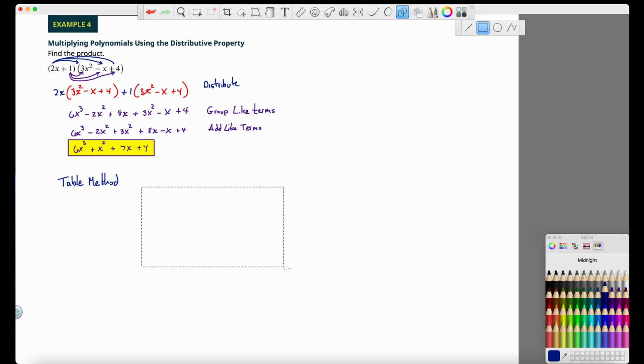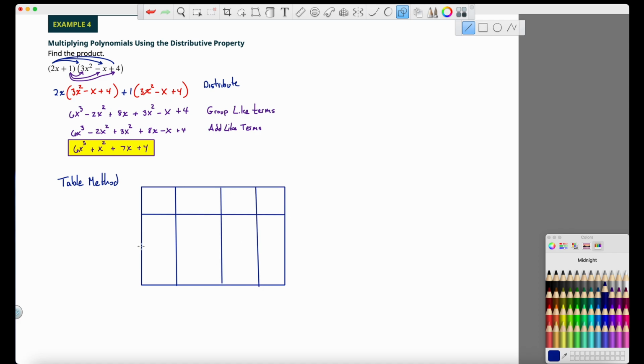I wanted to show you guys an alternative method here. We could do a table with this trinomial multiplying this binomial. I'm setting it up like this. The 2x and the 1 are in the column, and along the rows, 3x squared, minus x, and 4. We're going to multiply the row and the column, and I've got it set in purple here. So 2x times 3x squared is 6x cubed, etc.